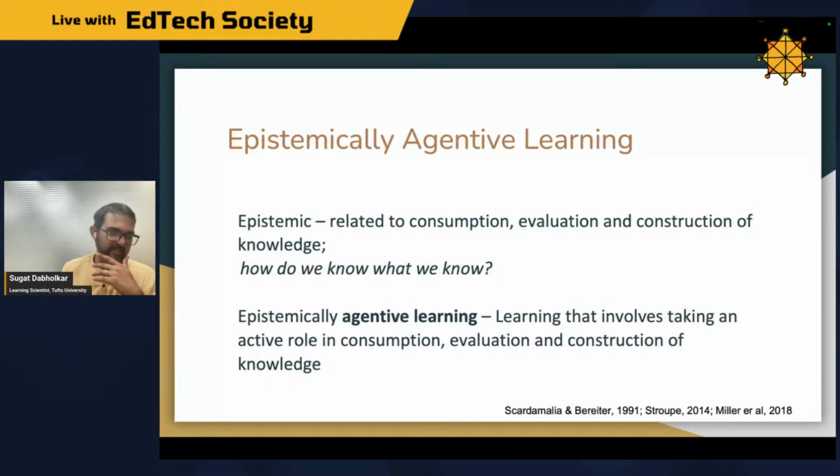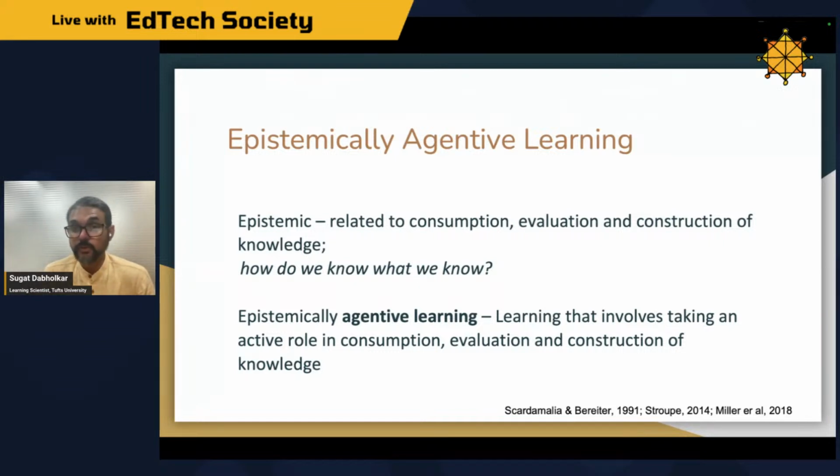If not, don't worry about it so much, but it's an important idea. So it is about consumption, evaluation, and construction of knowledge. So we consume a lot of knowledge. We read from books, etc., etc. We listen to news. That is also some form of knowledge. Evaluation, right? So we get a lot of WhatsApp messages. There are some that we know that they're false. There are some that could be true. There are some that are really true.